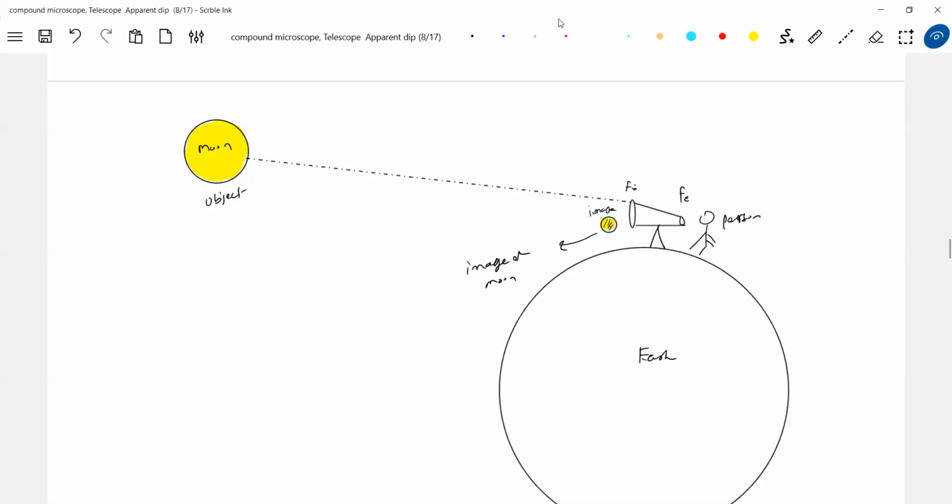Sir, what about the intermediate image? The intermediate image you can't see. The final image is visible; the intermediate image will be there, but that is not visible. So don't think, sir, that you'll see 3 moons: one original, an intermediate moon, and then the final image moon. No, you'll see only one moon.